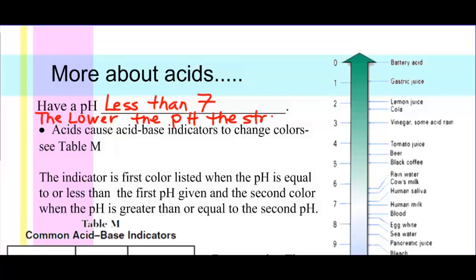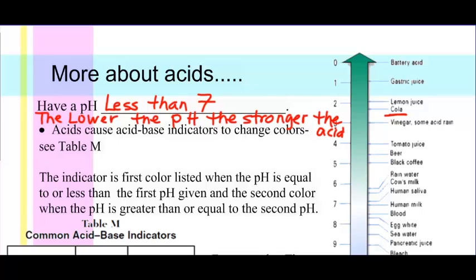We'll talk more about the pH scale later in the unit. But any carbonated beverage, you can see cola is up here. Carbonated beverages are actually more acidic than vinegar, okay? Lemon juice has a pH of about 2. Gastric juice, which is in your stomach, helps you digest your food. It's hydrochloric acid. It has a pH of 1.